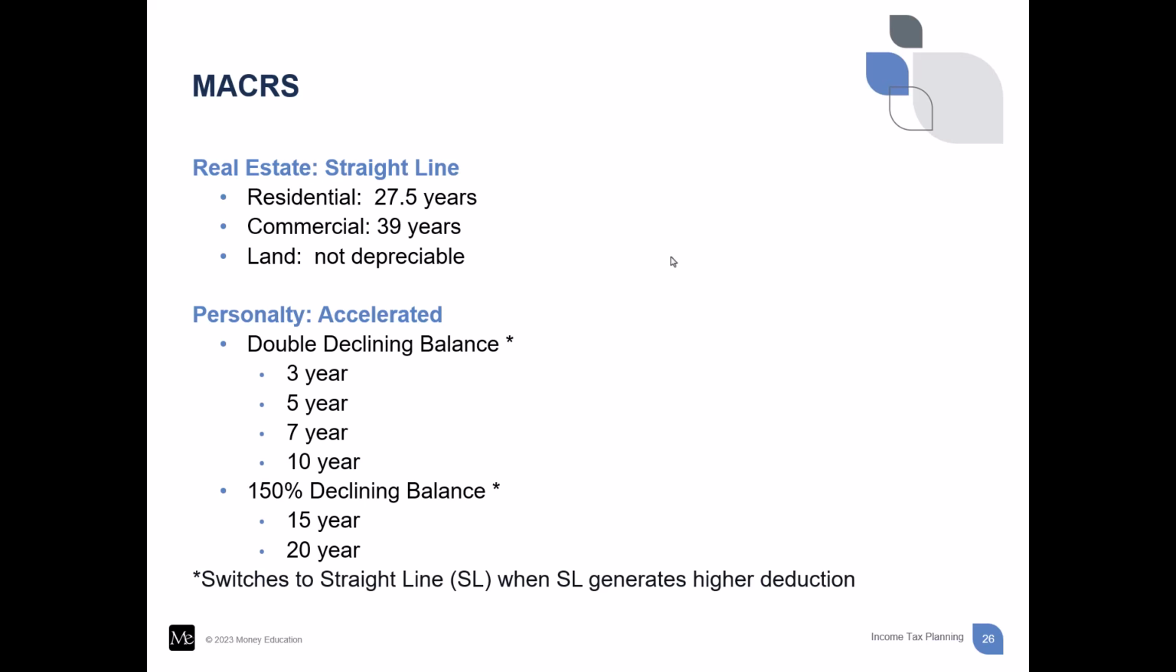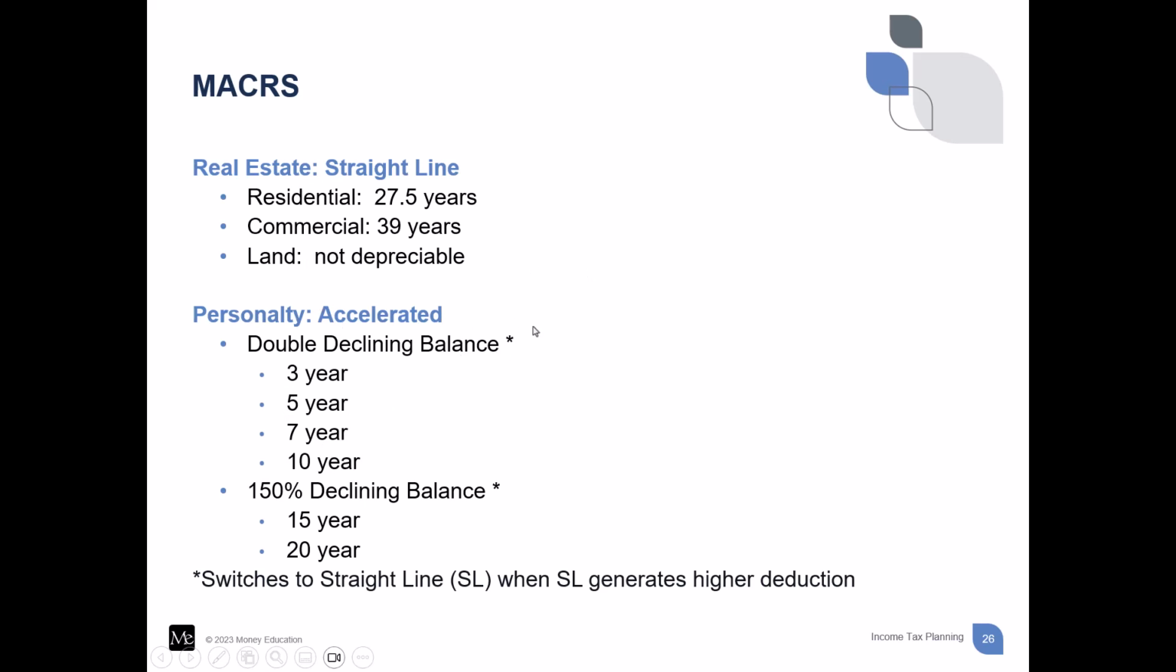Real estate has two useful lives, and they're straight line, not modified accelerated. The residential real estate property, so this would be for rental properties. Residential is 27 and a half years, commercial is 39, and land is not depreciated.